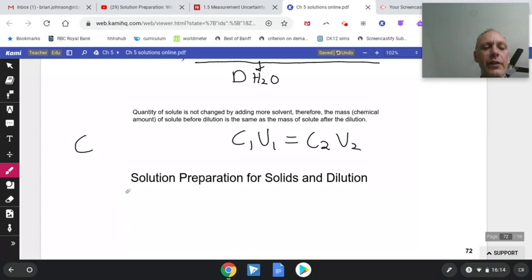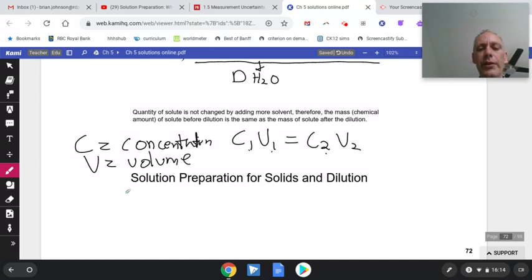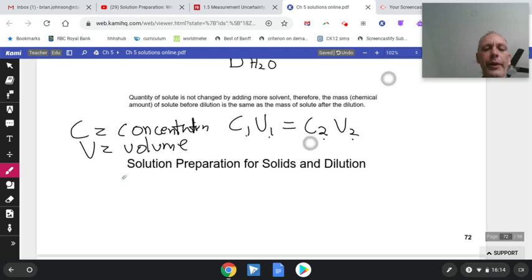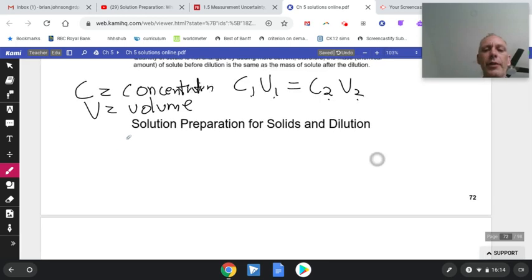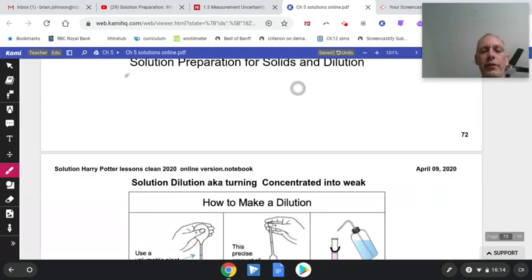Guess what C stands for? If you guessed cure, you're wrong. If you guessed concentration, you are correct. And V stands for volume. So concentration 1, volume 1, concentration 2, volume 2. All right, so there's a formula. It's pretty simple. Works just like Boyle's law.